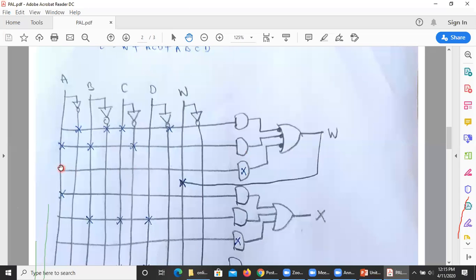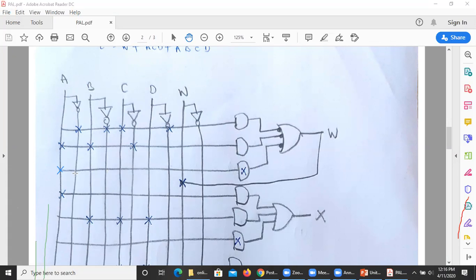And the third AND gate, if you consider it originally, contains these cross marks like this for all the terms. So what happens? A bar into B, B bar into C, C bar into D, D bar into W, W bar. Based on the postulates and theorems of Boolean equations, A into A bar always produces the output as 0. That is nothing but this AND gate we are not using. So this is a normal diagram which we write in our notebooks.